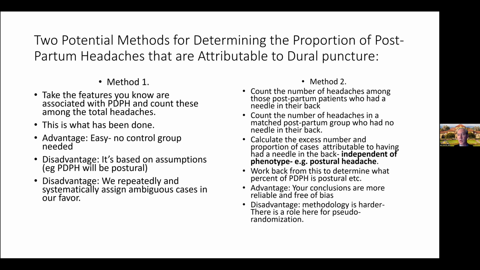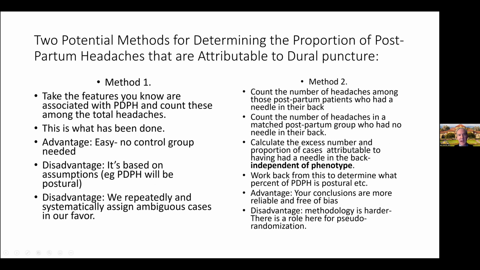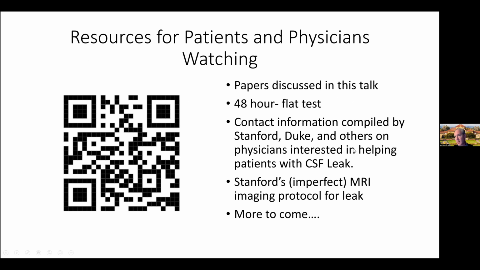And there's a role here for quote unquote pseudo randomization: people who wanted an epidural but could not get it because they arrived, for instance, at the hospital too late to receive one before they delivered. The point is, our current methodology is this. The right way of doing it is this, and no one's done this. And so we really don't know what percentage of those 381 headaches are excess headaches that would not have existed had the patients not had a needle in their back. And with that, I will close. Thank you very much.